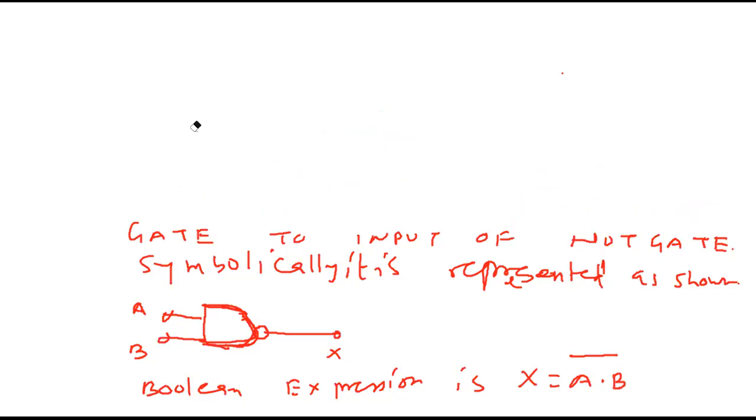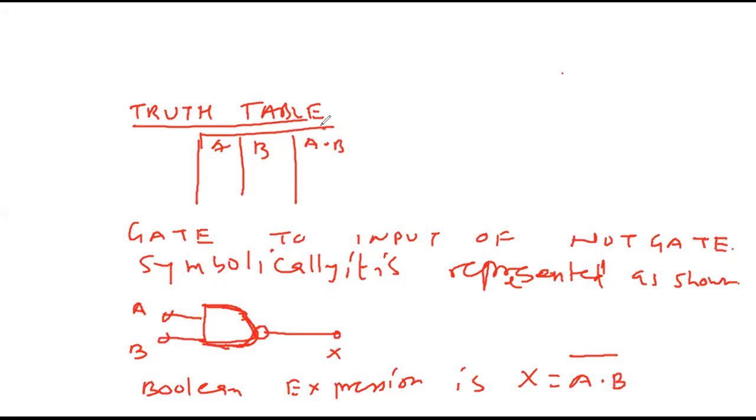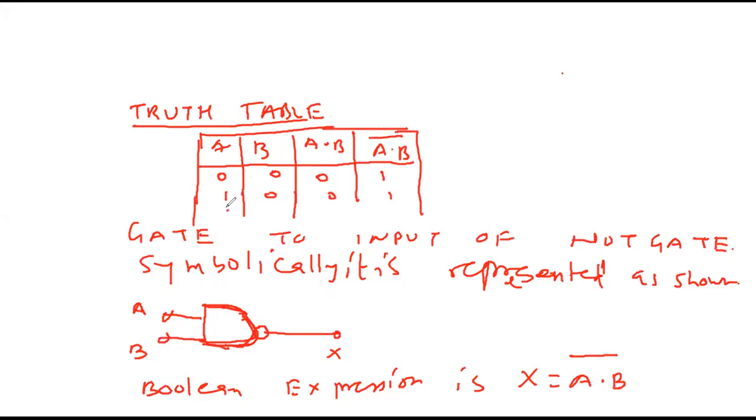Truth table: A, B, A dot B, then its complement. 0, 0, 0, complement 1. 0 1 0, complement 1. 1 0 0, complement 1. Last one, 1 1 is 1, but its complement is 0.